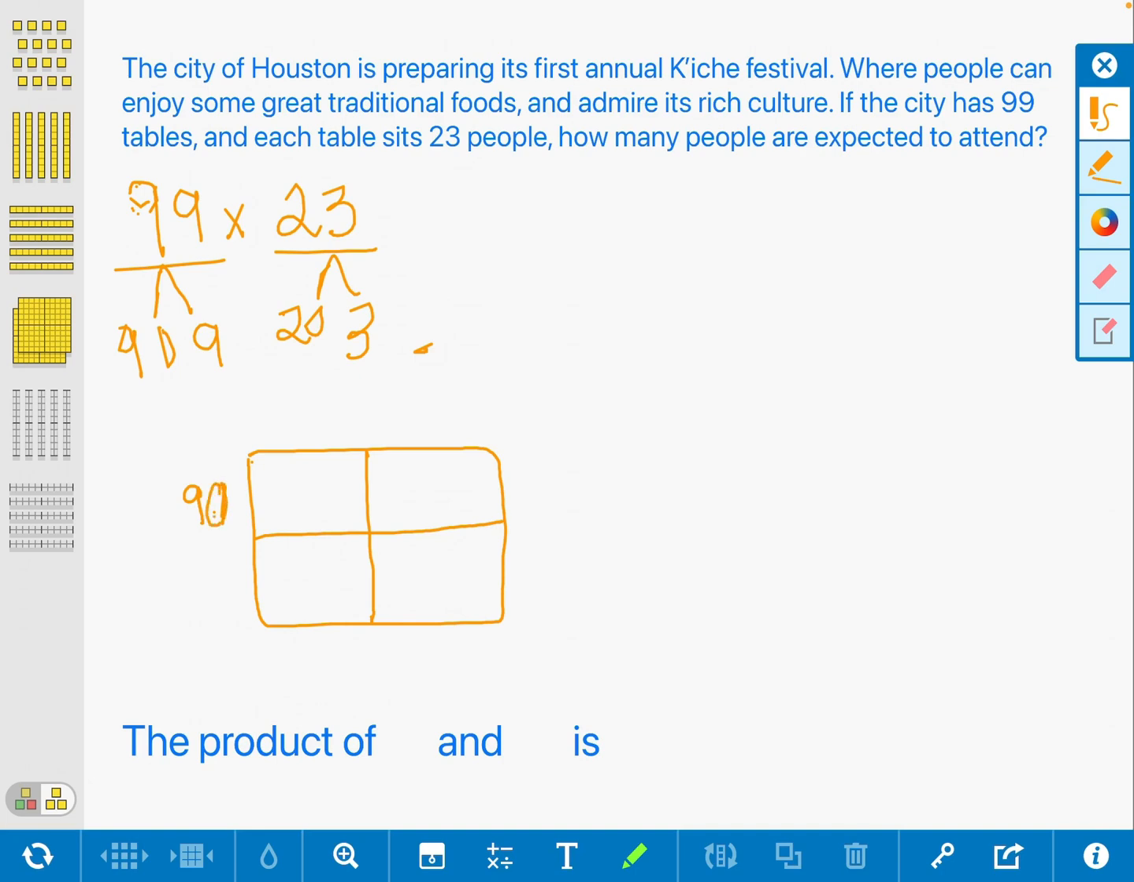So we're going to begin with the partial products of 99, which is 90 and 9. And then the partial products of 23, which are 20 and 3. Now we can begin multiplying.